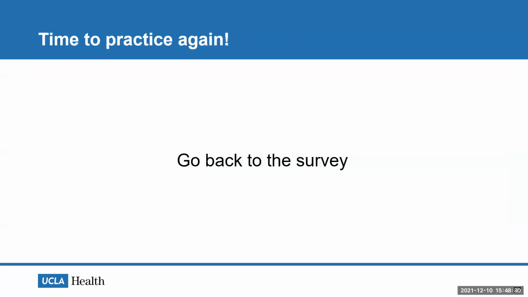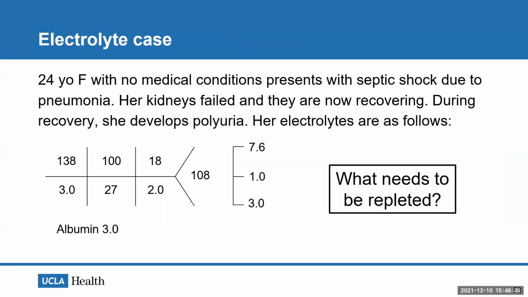So it's time to practice again. So go back to your survey. Hopefully you didn't close it. We have a 24-year-old female with no medical conditions who comes in with septic shock due to pneumonia. Her kidneys fail and they are now recovering. During recovery, she develops a lot of urine output.